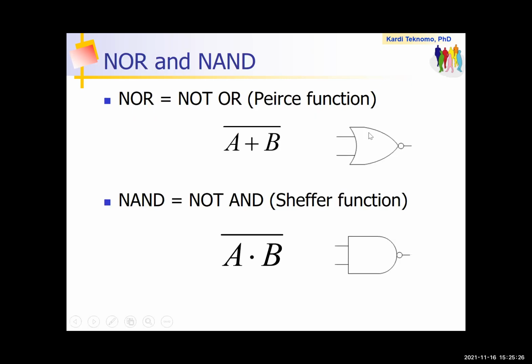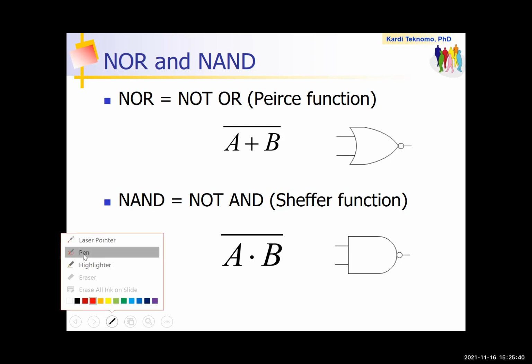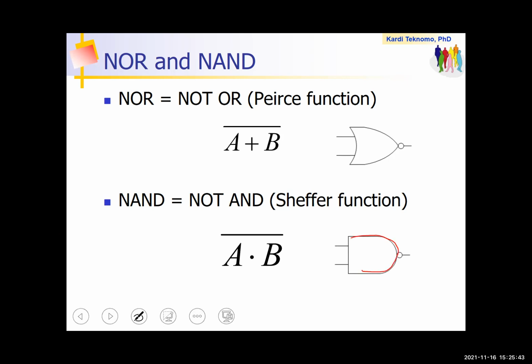So, how about the diagram of this one? This is also the diagram of NOR and NAND. You see the dot there. If you have only this part, this is AND, right? But now you put this dot there, now it becomes NOT AND. If you have only like this, this is OR, right? But you put a circle there, now it becomes NOT.